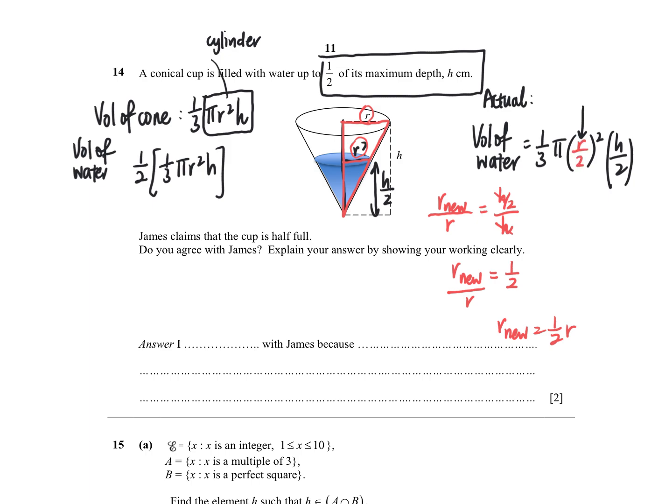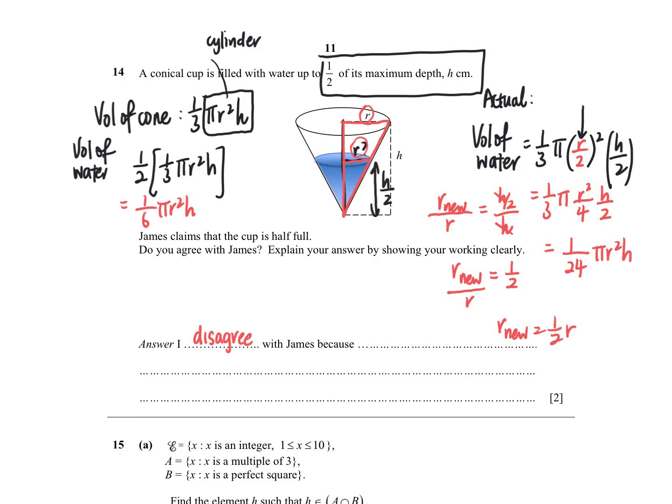So I double check. 1/3 pi, r squared over 4, h over 2. So you calculate everything together, you will get 1 over what? 1/24 pi r squared h. This one I only get 1/6. So is it the same? So disagree. Okay, disagree.